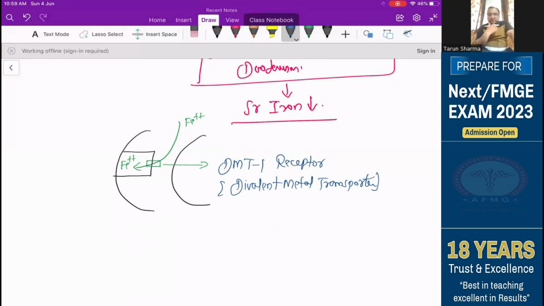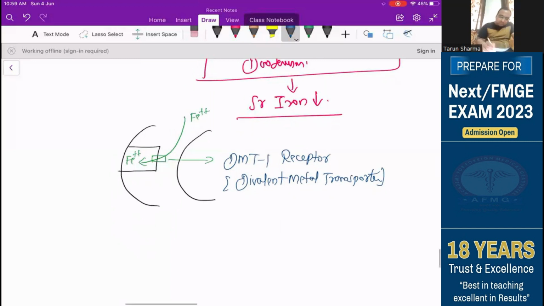Whenever you take it with food or with milk, it reduces iron absorption. Why? Because milk is alkaline in nature. So never take iron tablets with milk. Always take the iron tablets with ascorbic acid or vitamin C to increase its absorption.